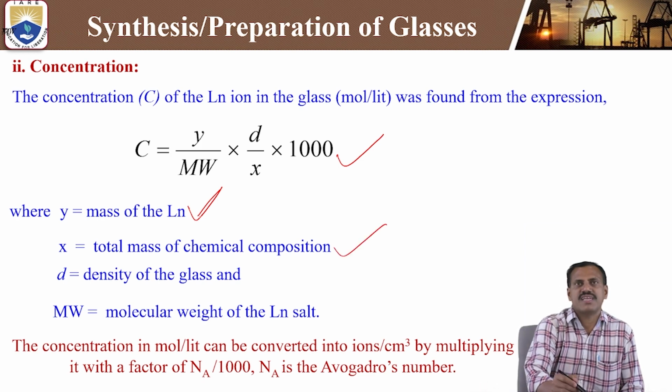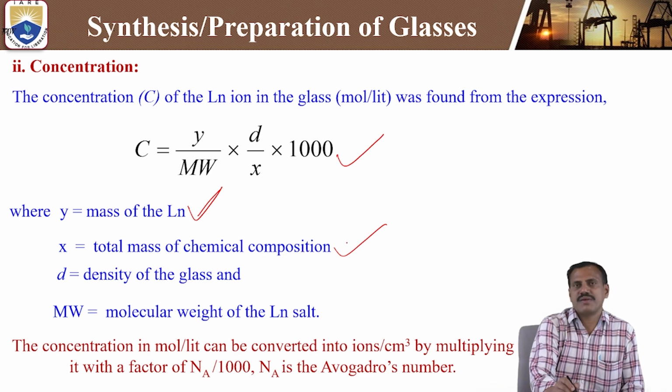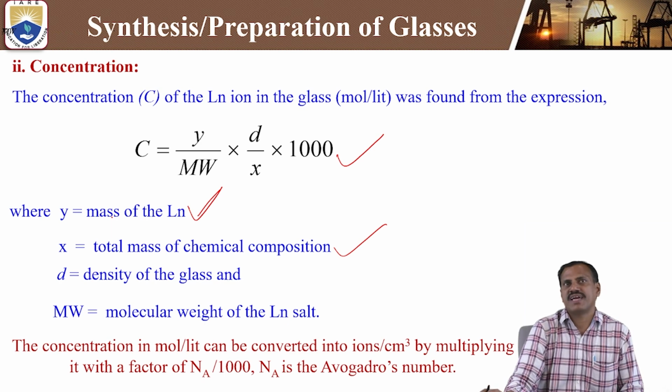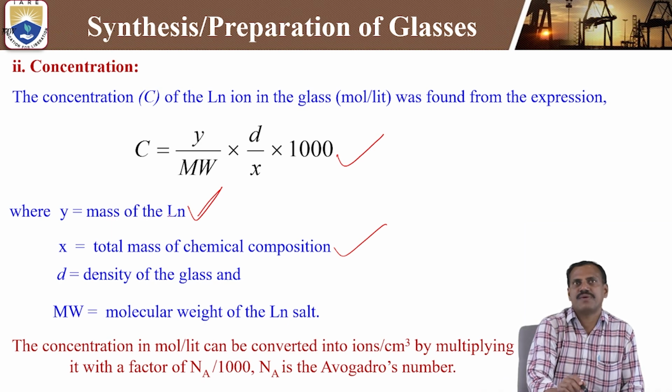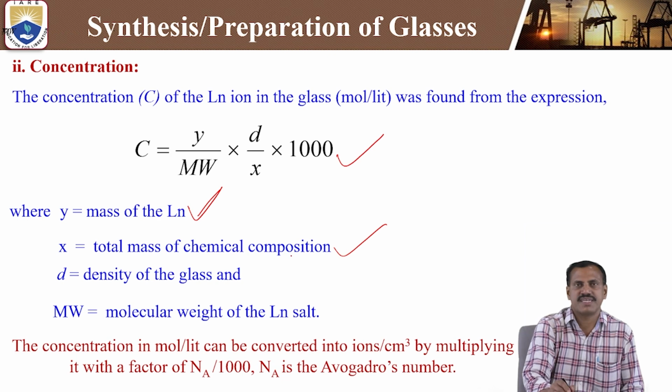So, if you are taking 5 grams of lanthanide, how much is the total composition? 25 grams or 30 grams. That is the total mass of the chemical composition. The mass Y is for the lanthanide dopant ion only, the weight of the lanthanide ion you have taken, say 2 grams or 3 grams. But X is the total mass, how much total composition you are taking.